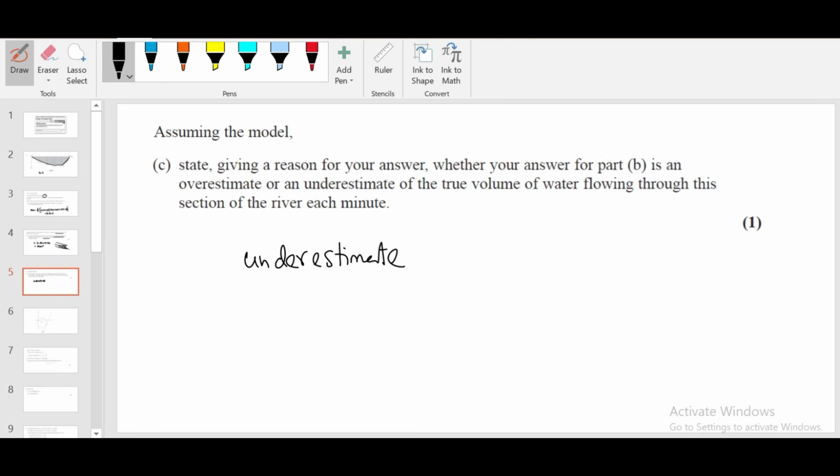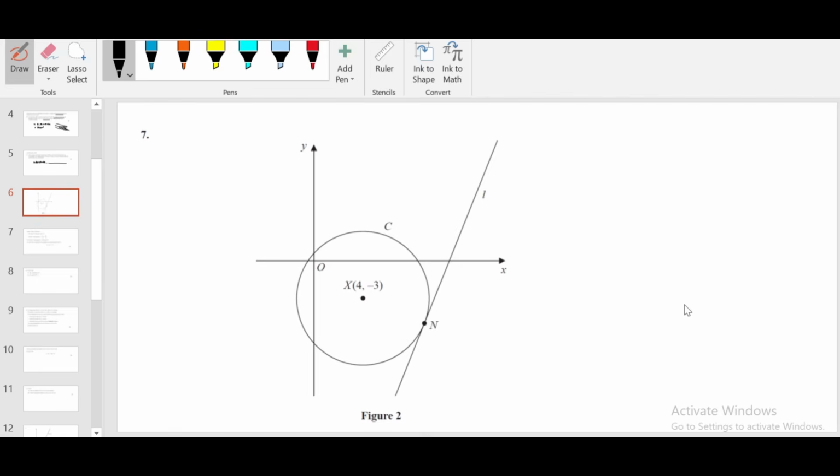Why underestimate? Because the area of the trapezium or trapeziums are smaller than the cross-section area. You just need to write the sentence, that's it. You cannot just write underestimate, you need to write the reason also. That's all.